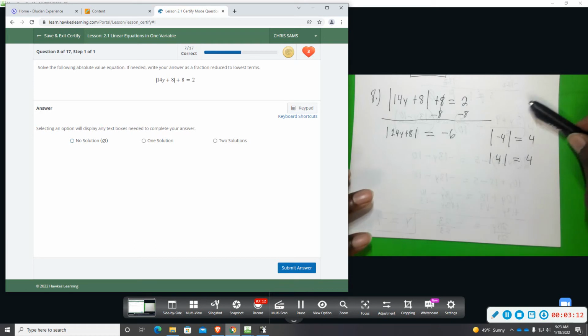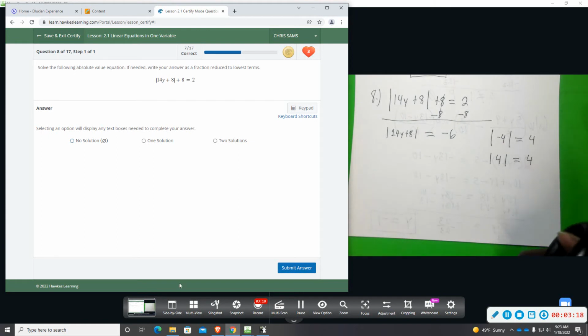So anyway, this is just part of the problem solving process. But in this case, we're going to get no solution. Generally, you will get 2 solutions, but in this case, we're going to get no solution.